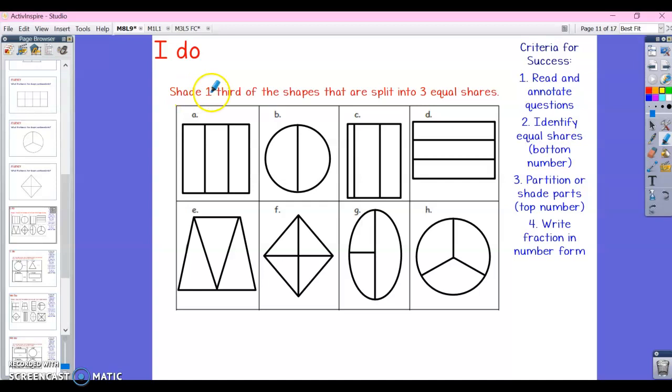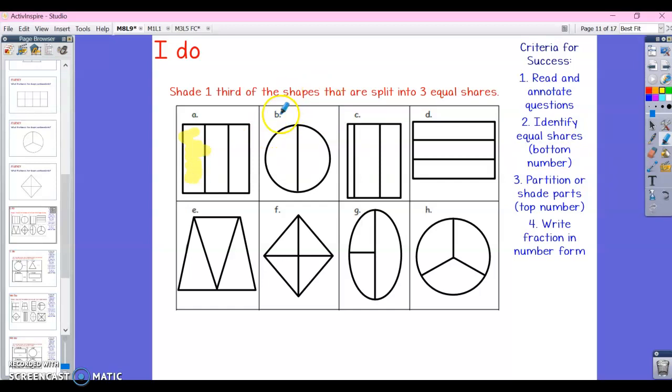It says shade 1/3 of the shapes that are split into 3 equal shares. So I'm only going to shade the shapes that are split into 3 equal shares. So let's look at A. I see that it's split into 3 pieces and they're all equal. Equal means if I were to cut them out, they would match, or if I were to fold them on the lines, they would match. So I'm going to shade one piece because it says 1/3.